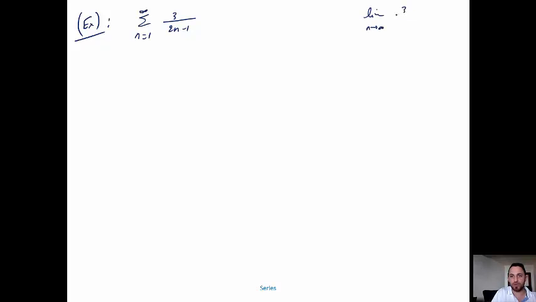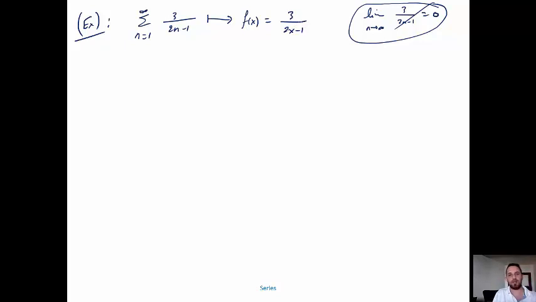So the divergence test is not enough. Okay, you need to use a further test. In this case, we will be using the integral test. So we will create a function f of x equals 3 over 2x minus 1. In order to perform the integral test, this function must be continuous and positive and decreasing in the domain from 1 to infinity. So x must be from 1 to infinity. So you should check in the domain from 1 to infinity if it is positive, decreasing, and continuous.